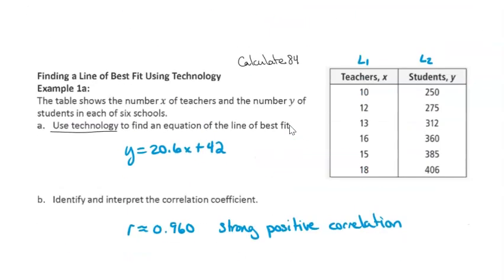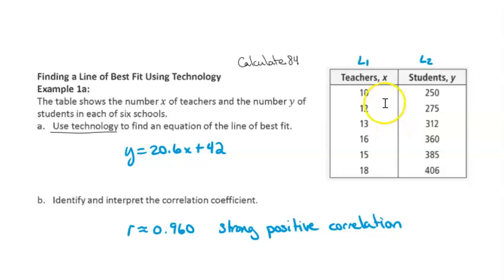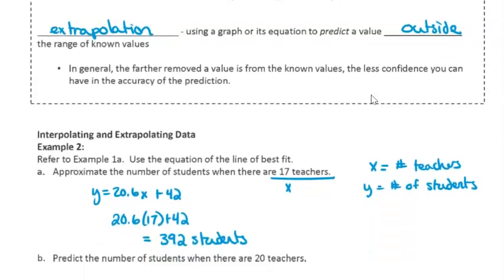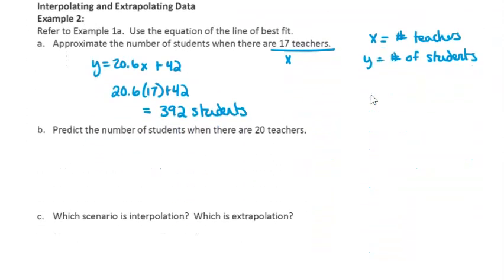Now, if you look at our data on example 1, 17 is between the known x values. The x values went from 10 to 18. So 17 is in between this range of known x values. That's interpolation because you are using an equation to evaluate in between two known numbers.